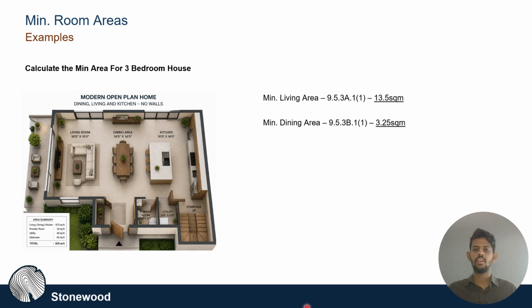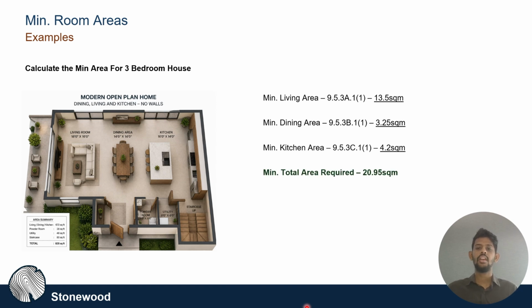Dining area, it's going to be 9.5.3b and the area is 3.25 basically. And for the kitchen, it's going to be 4.2, and for reference you can see on your screen. All right, so basically when we merge all of this area, we have to make a total which is 20.95. So bare minimum we have to follow 20.95 square meter. So if you give like 21 square meter also, it's going to be approved.